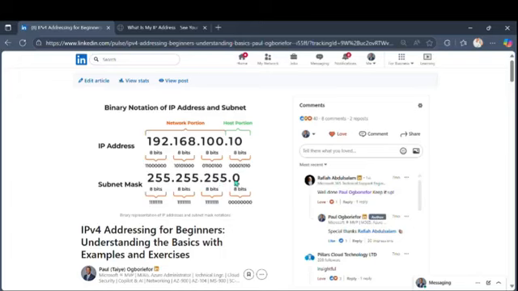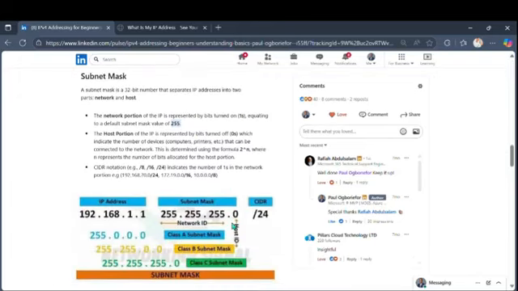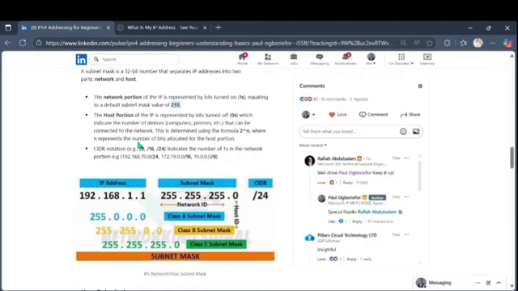Why do we have 0 here? Those 0s particularly mean that place is turned off, and as such, they will represent the host. Now, the host portion of the IP is represented by bits turned off. Those bits turned off indicate the number of devices, for example computers, printers, etc., that can be connected to the network. This is determined using the formula 2 raised to the power of n, where n represents the number of bits allocated for the host portion.